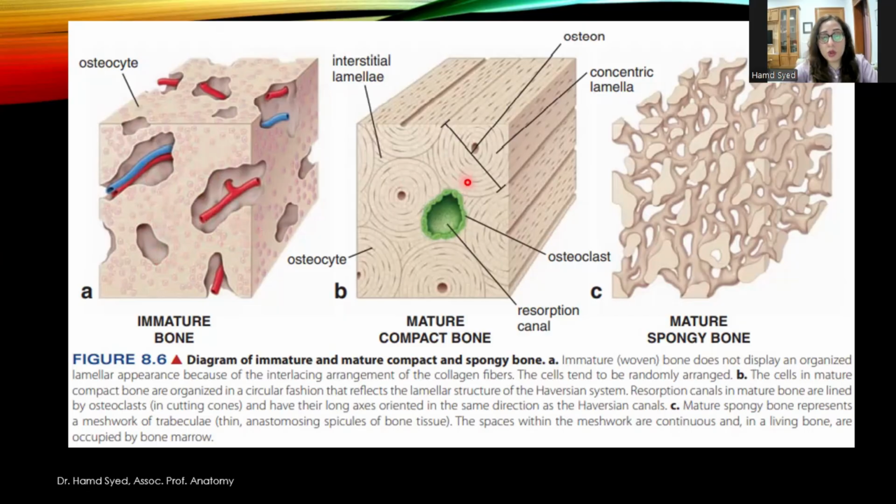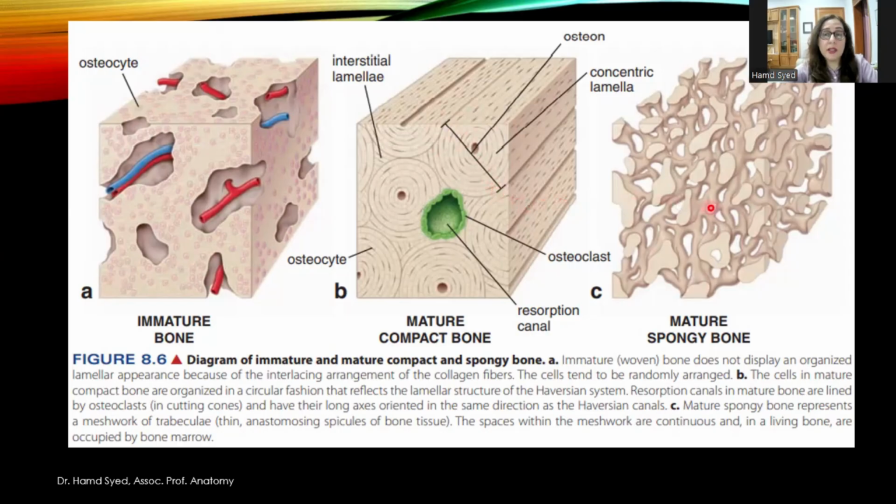Now let's look at the mature bone, which is present in healthy adults. It is of two types, compact and spongy. In the compact bone, you can see over here that we have the collagen fibers arranged in a very characteristic organized fashion, which are known as the lamellae. The lamellae are further arranged in circular units, and each circular unit is known as the osteon and represents the structural and functional unit of the bone.